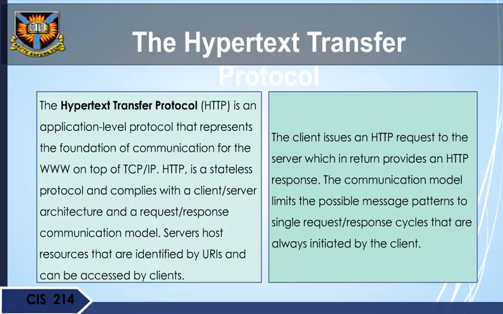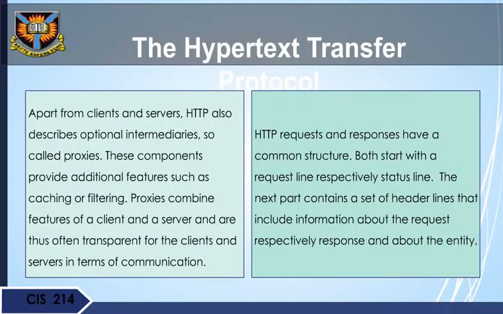The communication model limits the possible message patterns to single request/response cycles that are always initiated by the client. Apart from clients and servers, HTTP also describes optional intermediaries, so-called proxies. These components provide additional features such as caching or filtering. Proxies combine features of a client and a server and are thus often transparent for the client and servers in terms of communication.